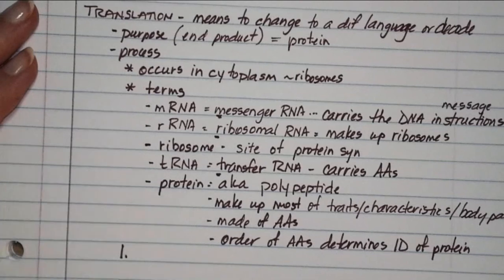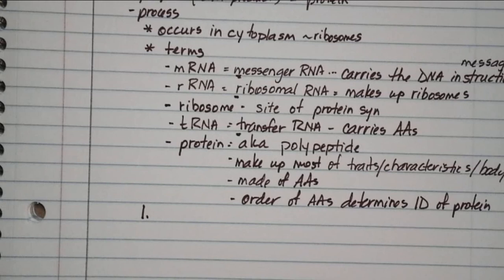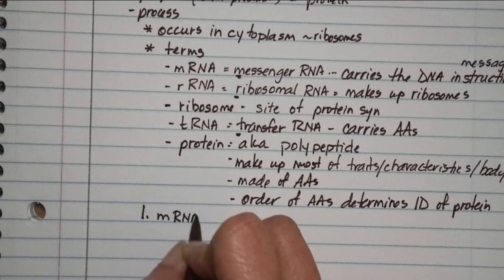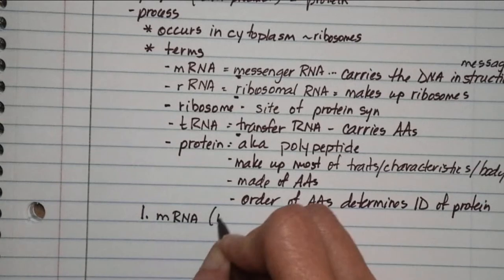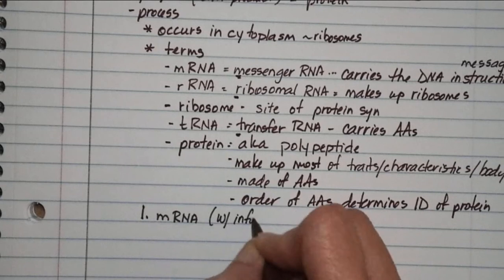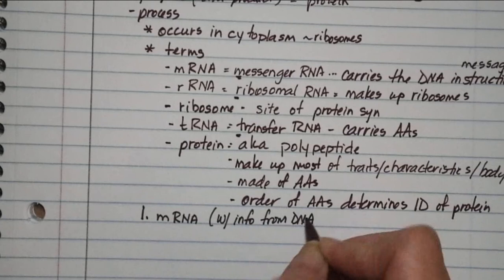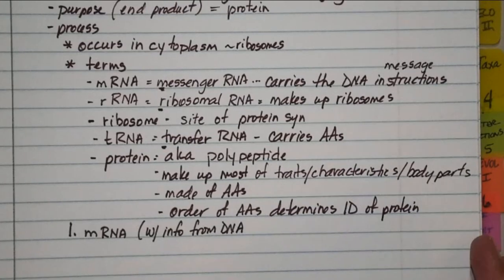Okay, so let's start with the mRNA. What's going on with the mRNA? Well, you just made the mRNA in the nucleus, and it's coming out to the cytoplasm. So the mRNA with the information from the DNA moves out of the nucleus.